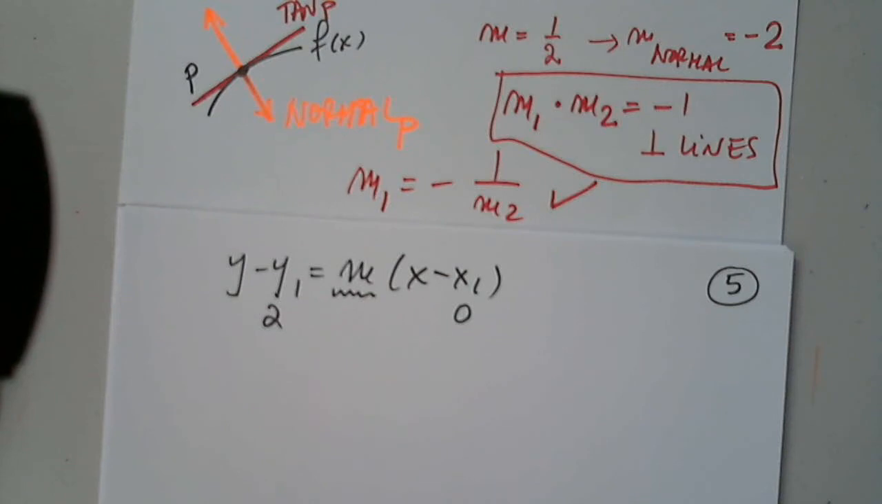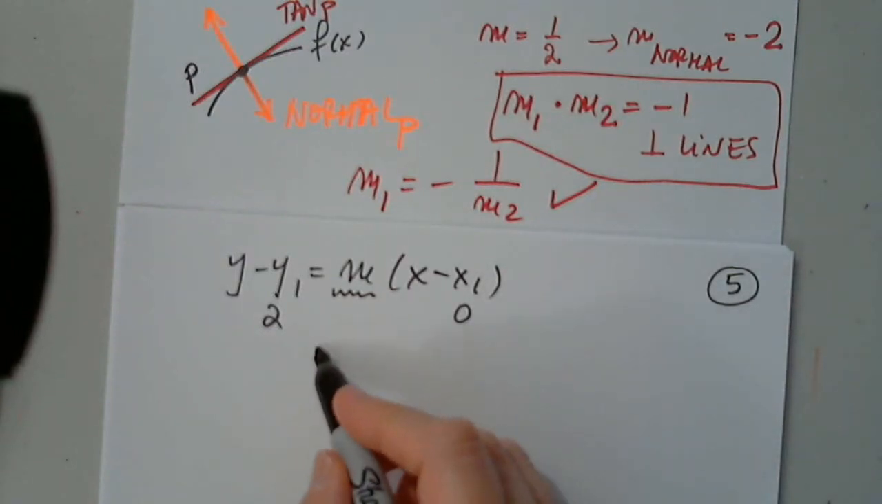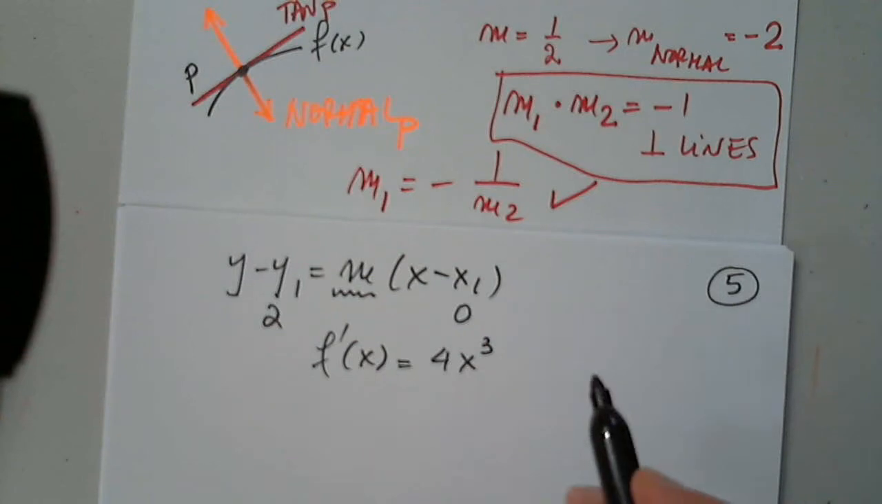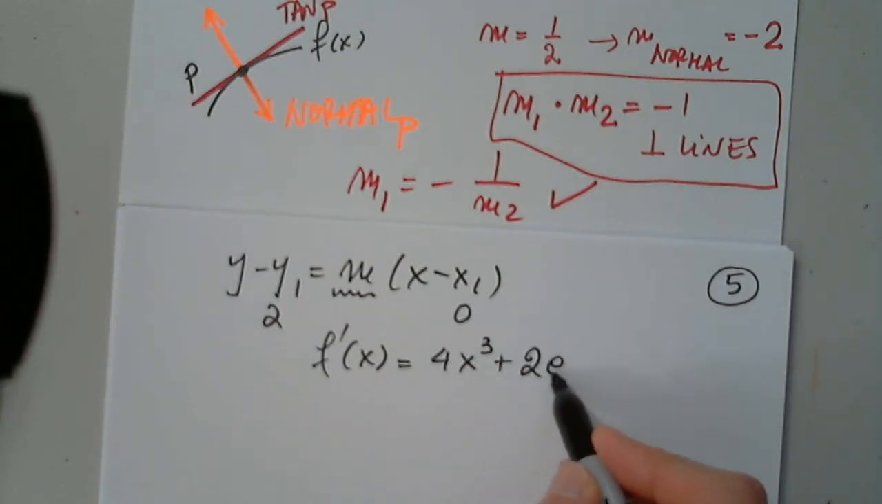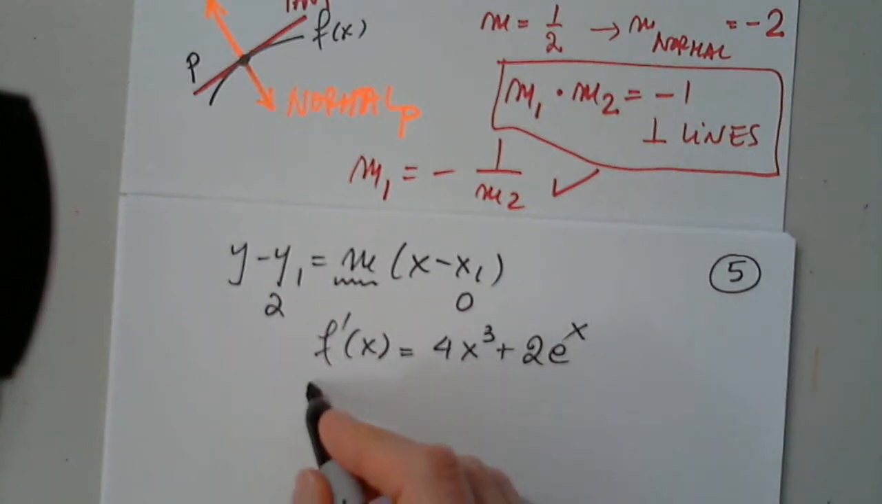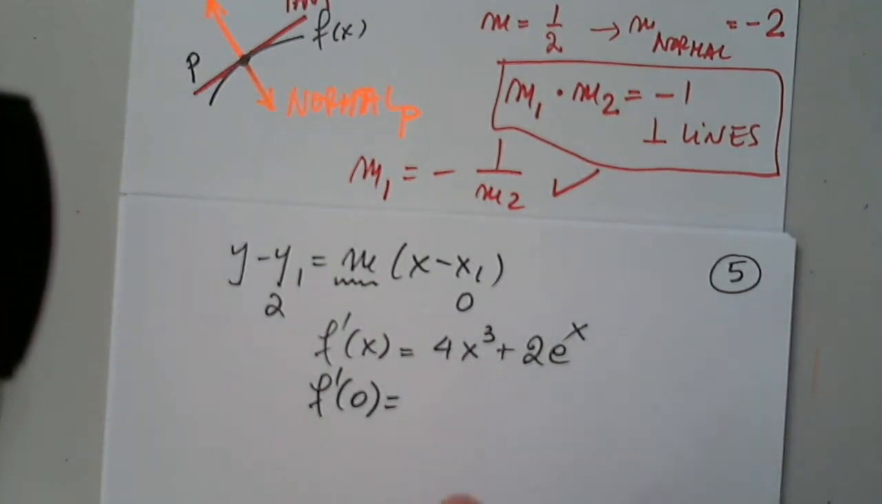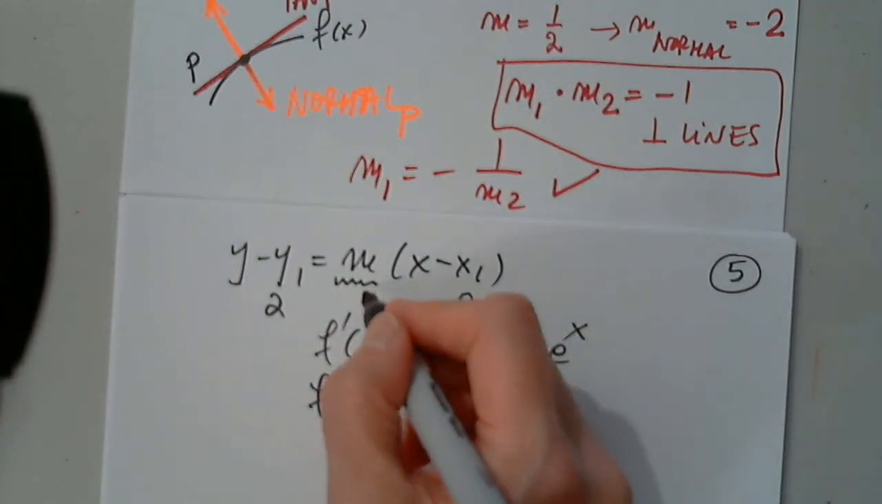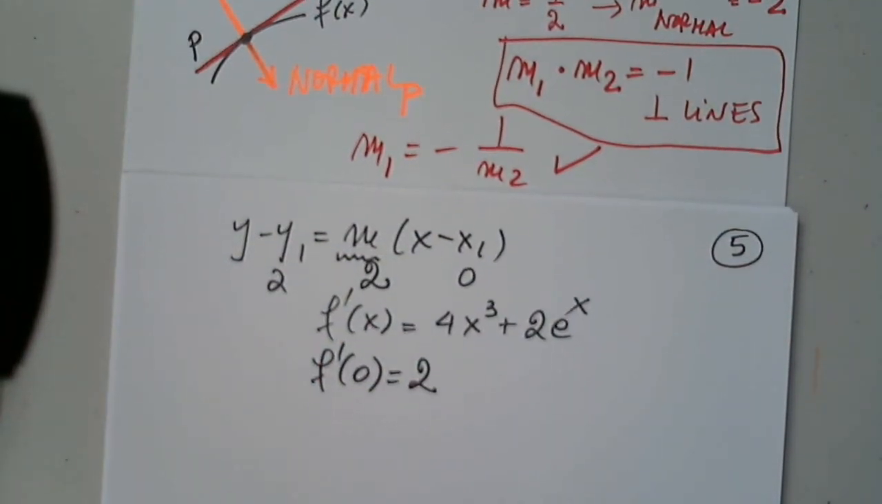Find f prime of 0. Yes, so we have to find first f prime of x, which is 4x to the third plus 2e to the x. And yes, then we have to find f prime of 0. This is 0, this is 1, so the slope is 2, so I have to put in here 2.